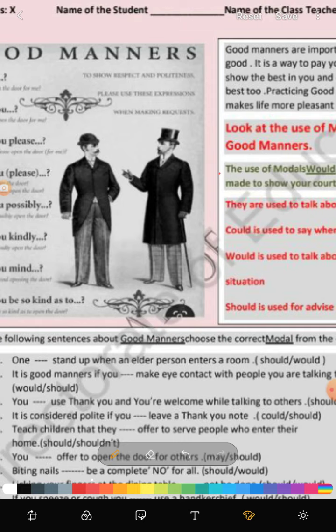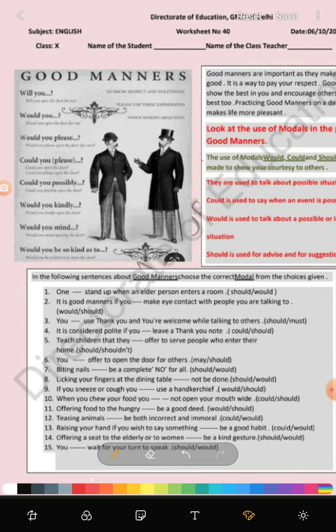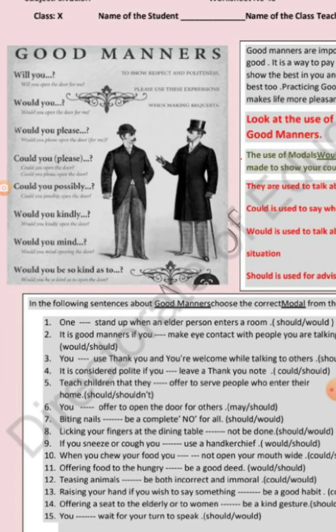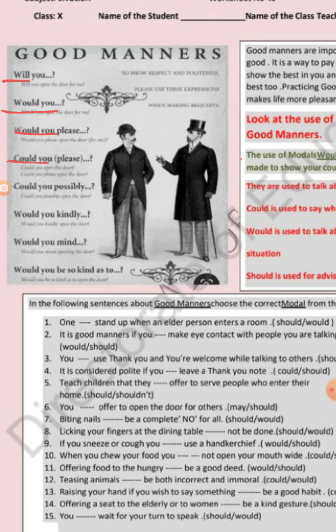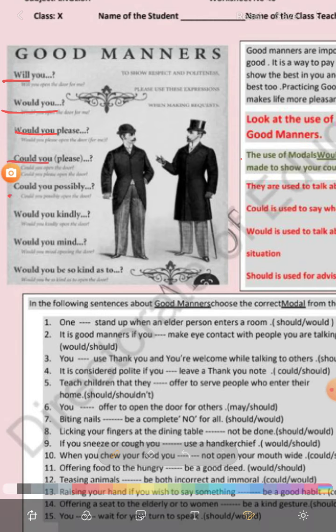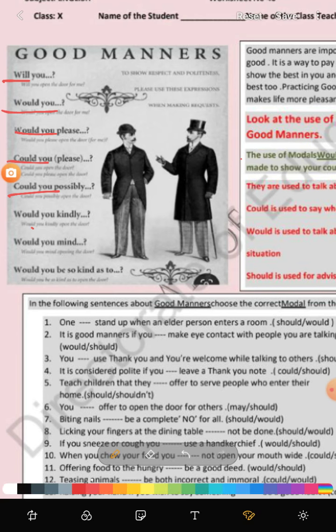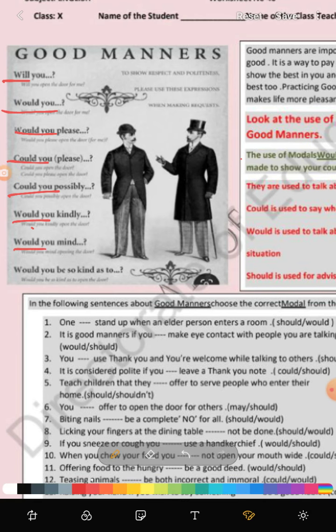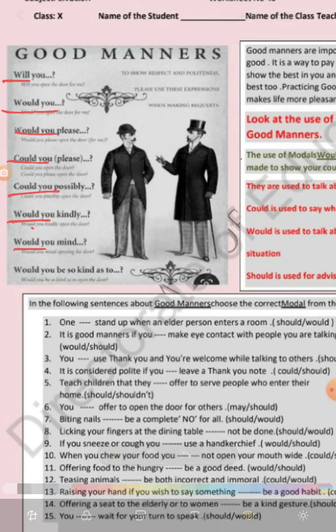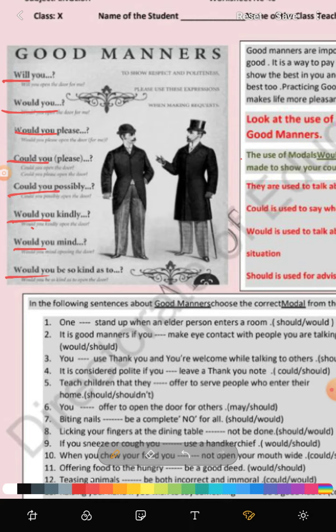So when you are requesting something, then you must use: will you, would you please, could you possibly, could you kindly, would you mind, would you kindly, and would you be so kind as. So these are the expressions.